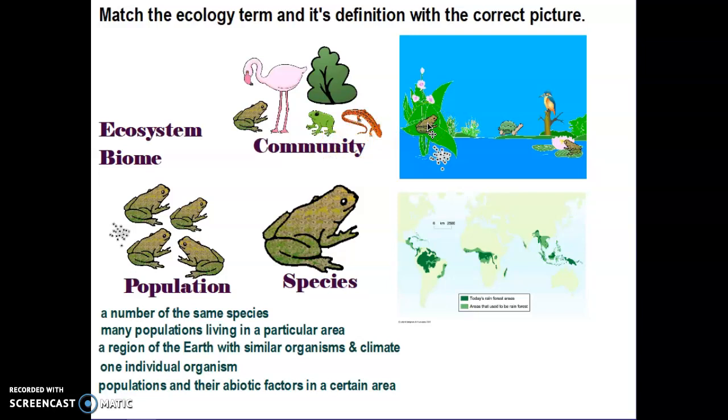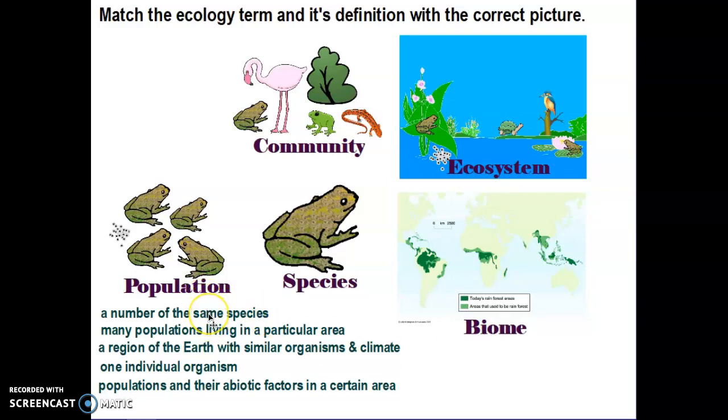Okay, if you step out a little bit and look at the environment that these organisms are in, this would be an ecosystem here. And then see how these green regions of the earth are highlighted? This is where rainforests are. So that would be an example of biome. Okay, so the one that is not pictured here is biosphere.